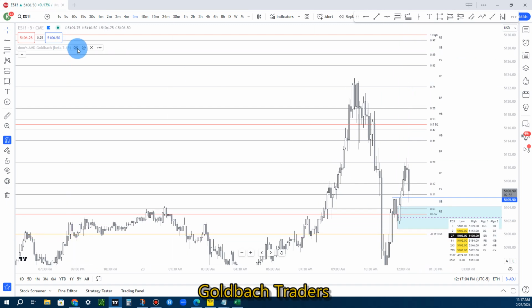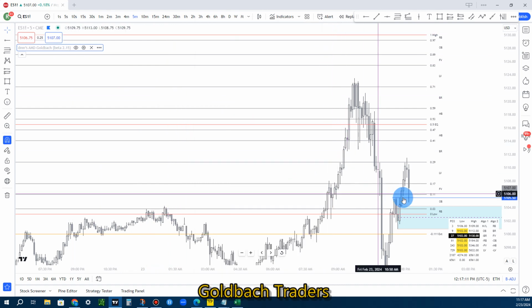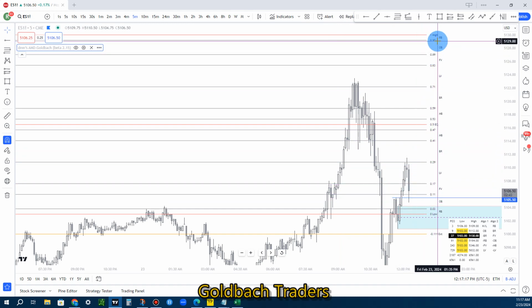But again, I'm on the 27, and I like the 81 more. But before I switch to it, notice how we're below the 50%. We're in the discount area, so we're looking for longs to take it on up.